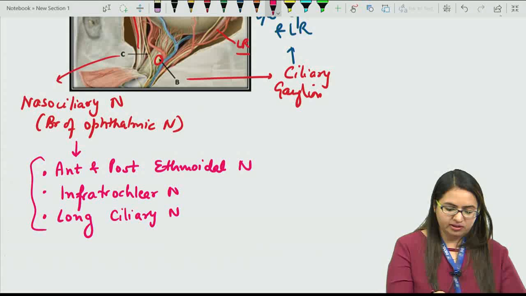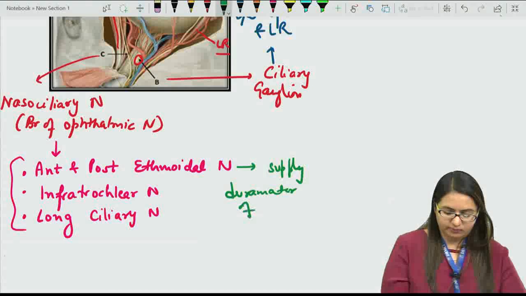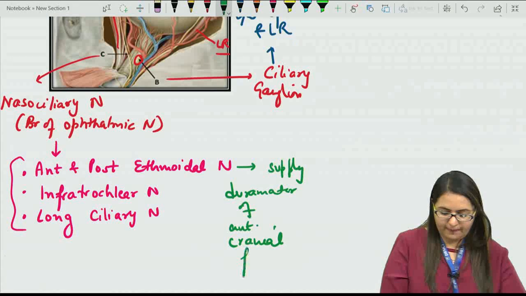Now the ethmoidal nerves are responsible for supplying the dura mater of the anterior cranial fossa. So they supply the dura mater of the anterior cranial fossa.